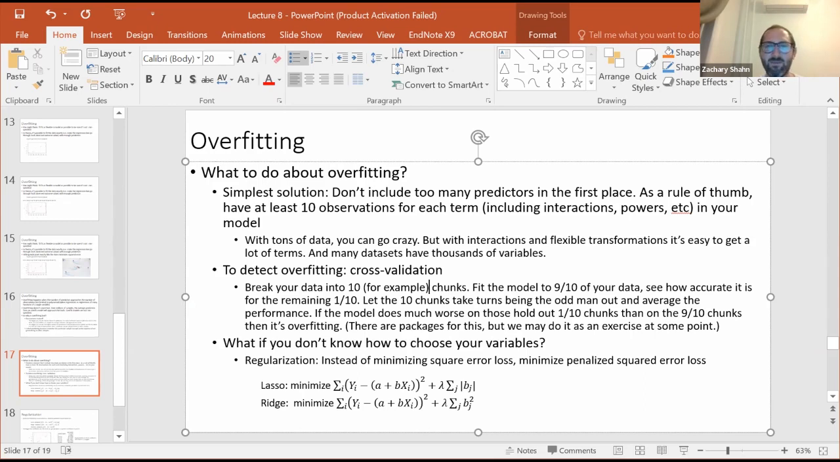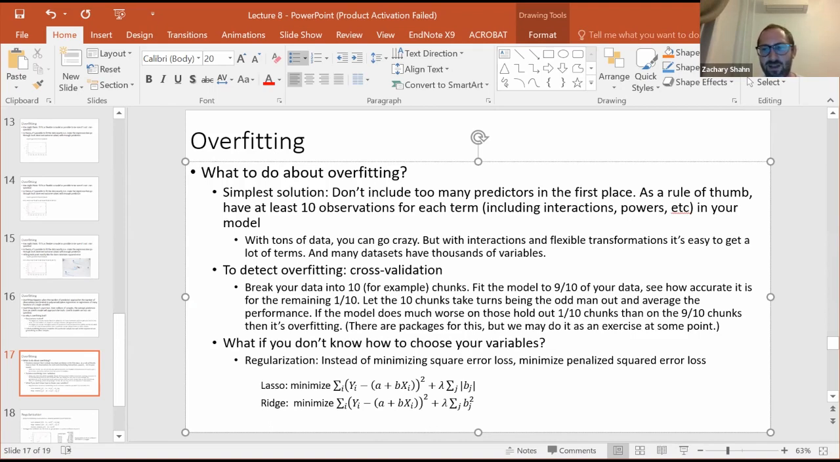And if it does much worse on those 1/10 chunks than on those 9/10 chunks, then there's overfitting. There are packages to do this procedure, cross-validation. You don't need to worry about coding this. Just know that it exists as an approach to detect this problem.